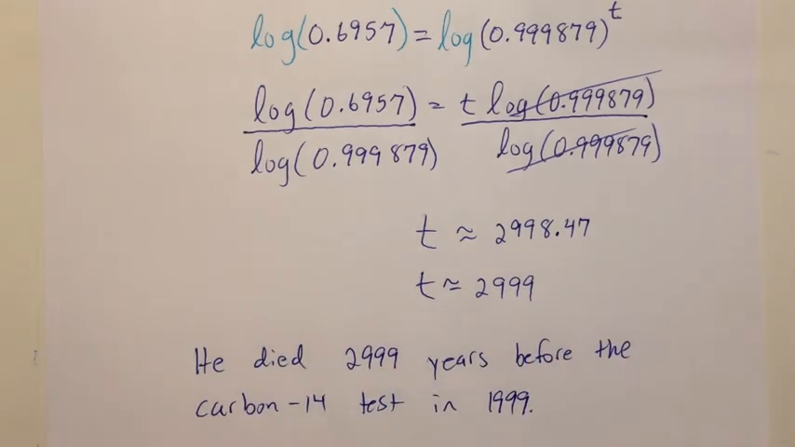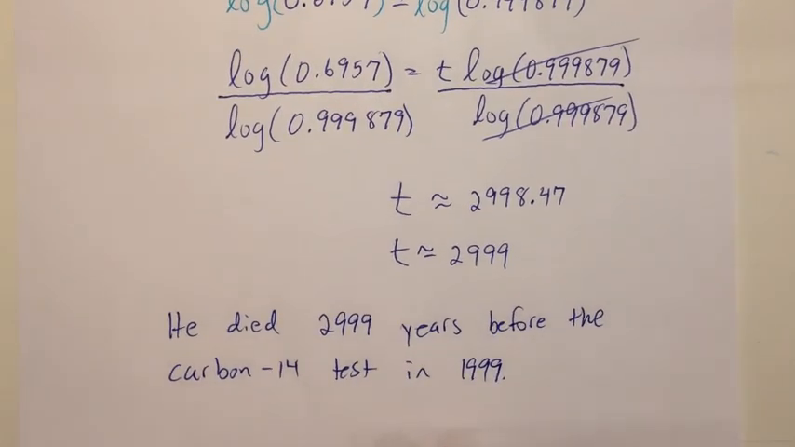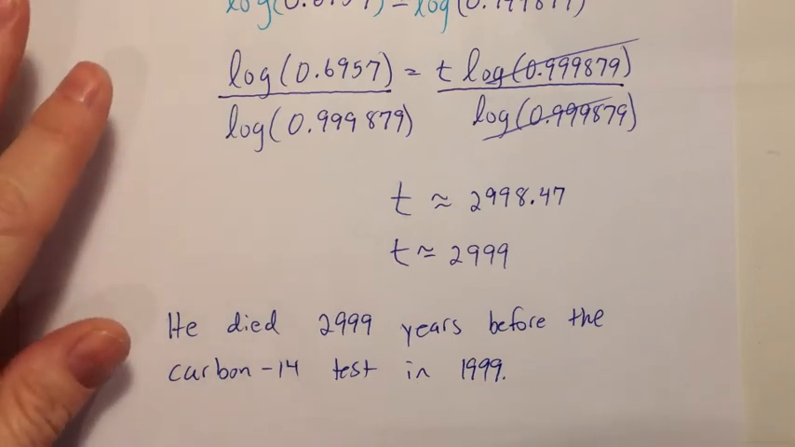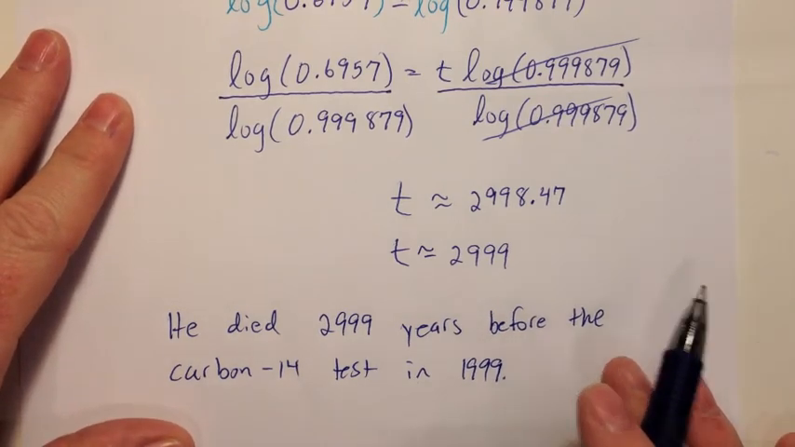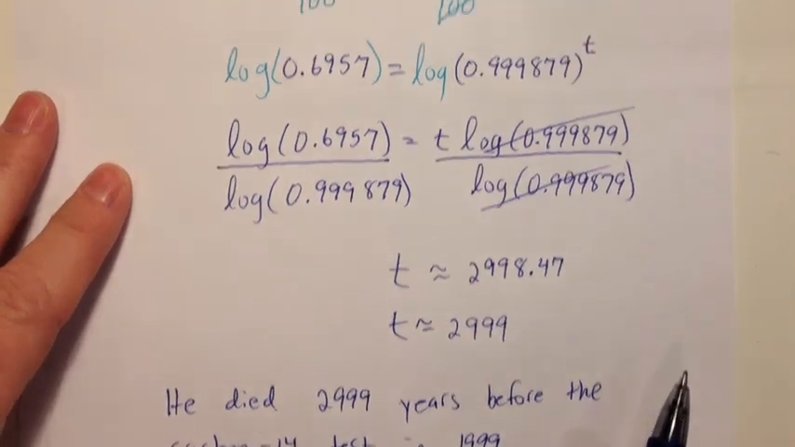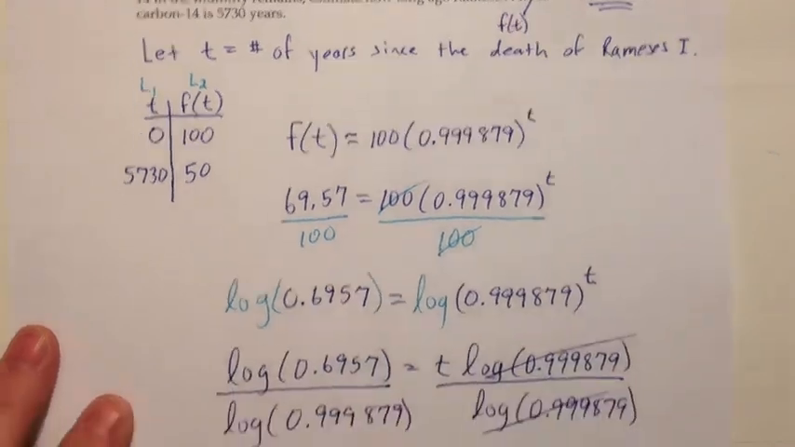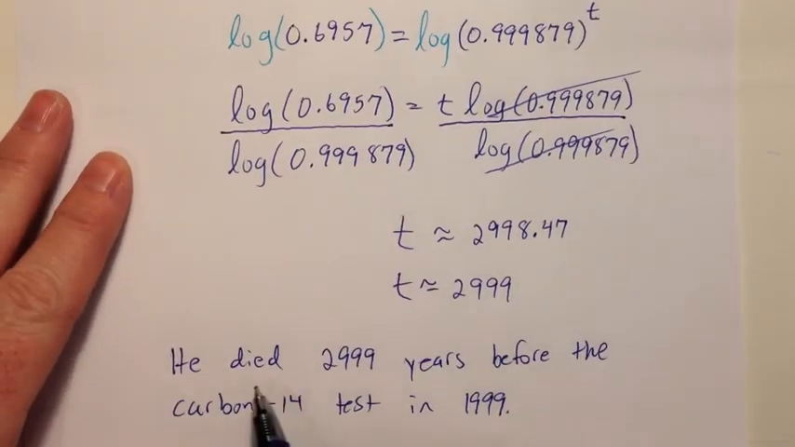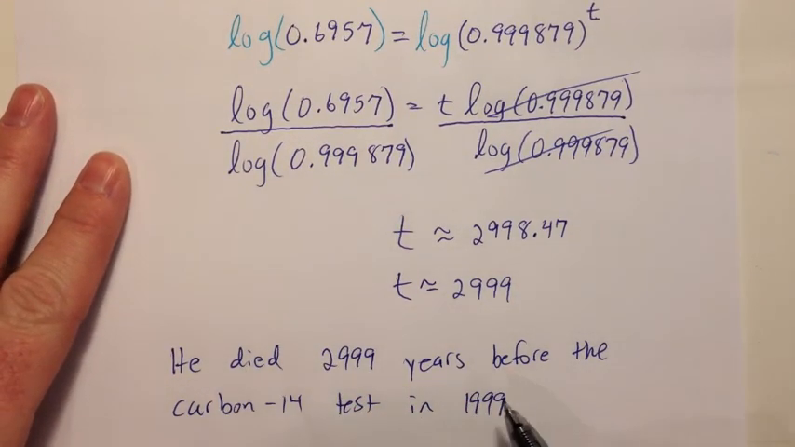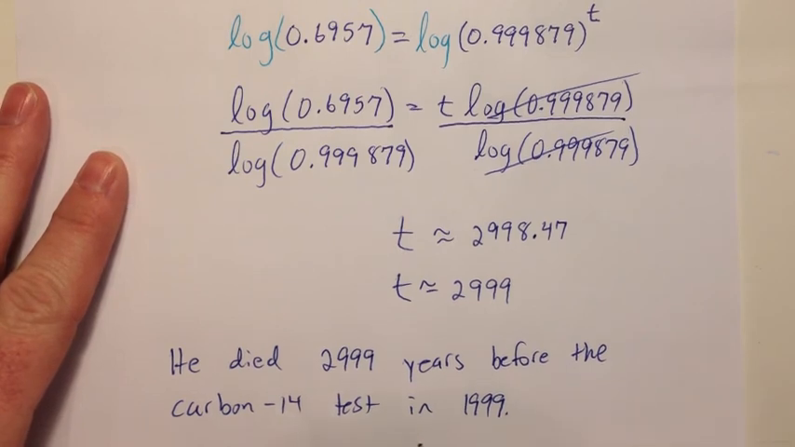So he died 2,999 years before that carbon-14 test in 1999 occurred. I guess we could try and work out the year and say it's about 1000 BC, but I don't even think that's really necessary because they didn't say what year it was that he died. They asked the question, how long ago did he live? So he died or lived 2,999 years before the carbon-14 test in 1999.